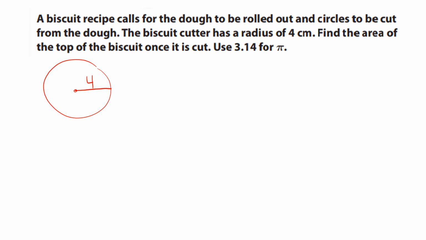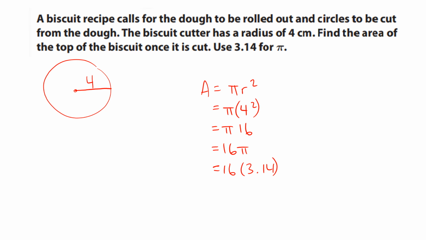Use 3.14 for pi. Well, the area is pi times the radius squared. So it's pi times 4 squared, which means we have pi times 16, and we usually write this as 16 first. And they're saying use 3.14 for pi, so that means it'll be 16 times 3.14. I think that's 50.24.